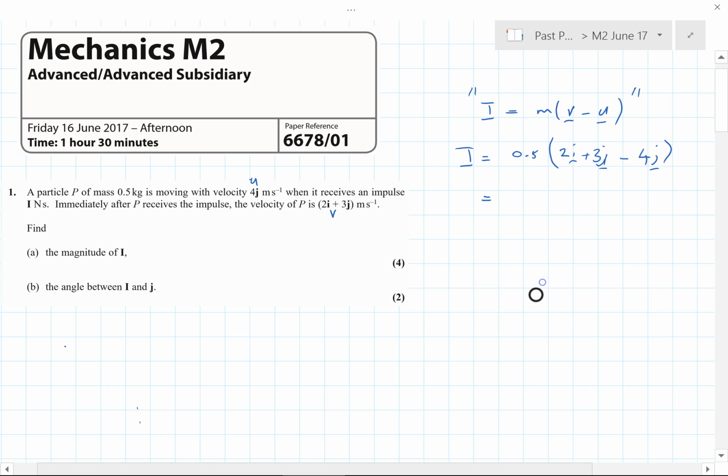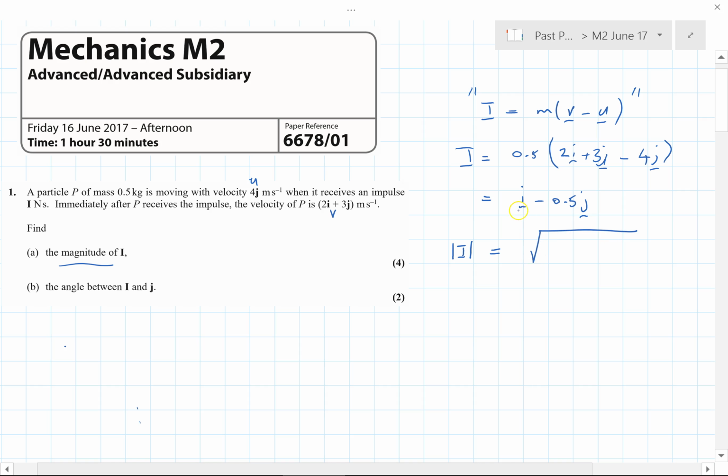So the impulse, multiplying that all out, 0.5 times 2 is obviously 1i, and here we've got minus j times 0.5, so that's minus 0.5j, and that's it. Well, it's not, is it? Some people just don't finish the question. I think most people know that a magnitude involves using Pythagoras on this, but some people forget to do it and therefore lose a couple of marks. Look, it's 1, 2 marks.